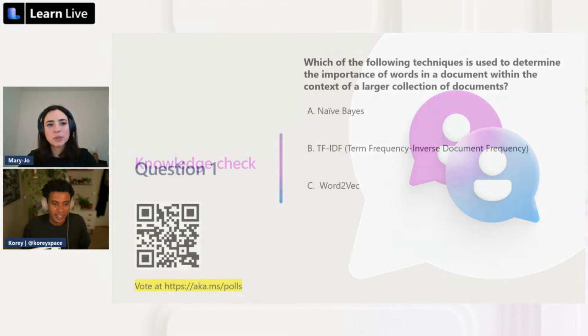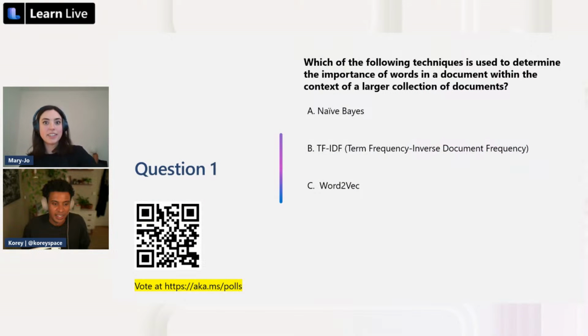Let's go to the first question, which was back to the theory. Which of the following techniques is used to determine the importance of words in a document within the context of a larger collection of documents? So the options are naive Bayes, TF-IDF, or Word2Vec. And to answer, you can scan a QR code, or I see that the link has also been shared in the chat, so you can use that to vote. I'll give you a couple seconds.